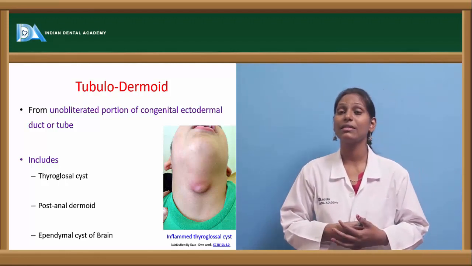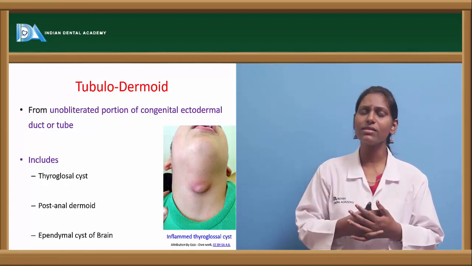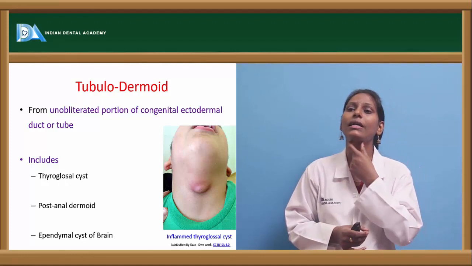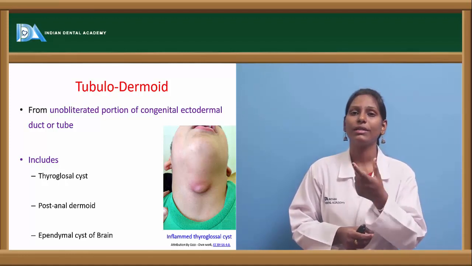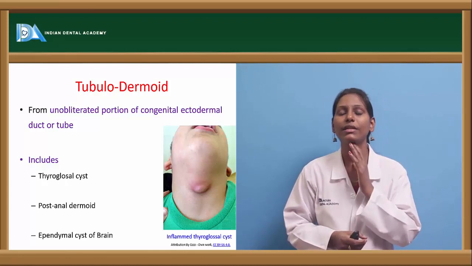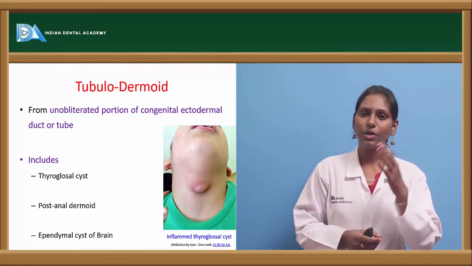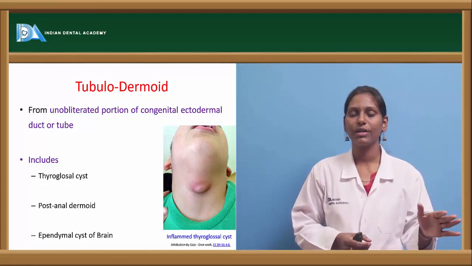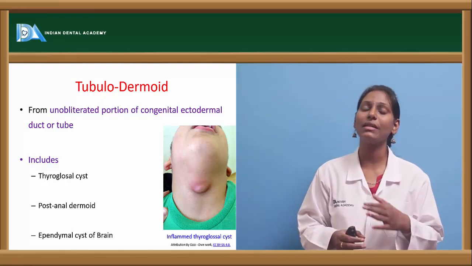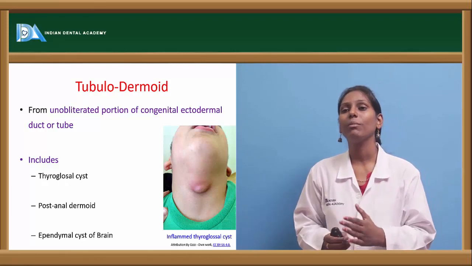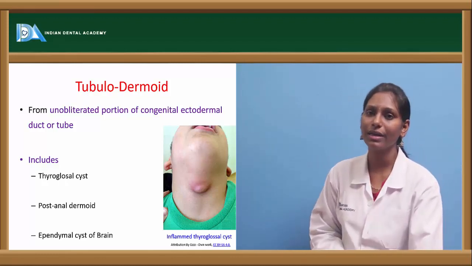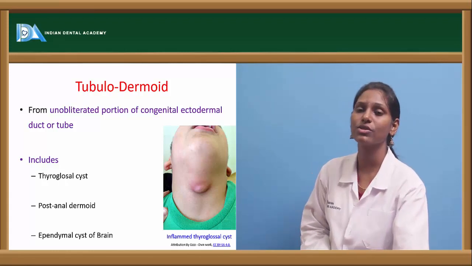Most commonly we can see thyroglossal duct cyst. Usually thyroglossal cyst or thyroglossal duct cyst is because of the remnant of the unobliterated portion; it is not obliterated. It remained along the embryonic fusion. In the process of embryonic development, it has been remained. So from the unobliterated portion of your congenital ectodermal tube or duct, this tubular dermoid cyst usually develops.